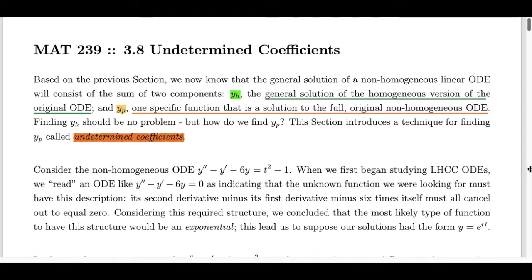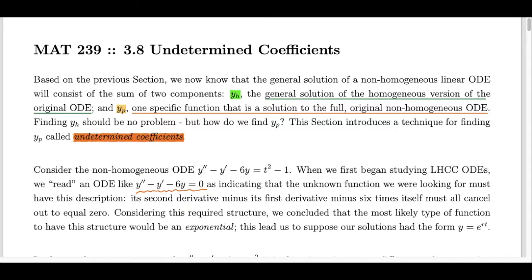To demonstrate this main idea, let's consider a non-homogeneous ODE like y double prime minus y prime minus 6y equals t squared minus 1. While our goal is to solve this non-homogeneous ODE, I want us to think back to our first section on homogeneous ODEs, section 3.1. In that section, we read a homogeneous ODE, such as this one, in terms of what the differential equation was telling us about our unknown function y.